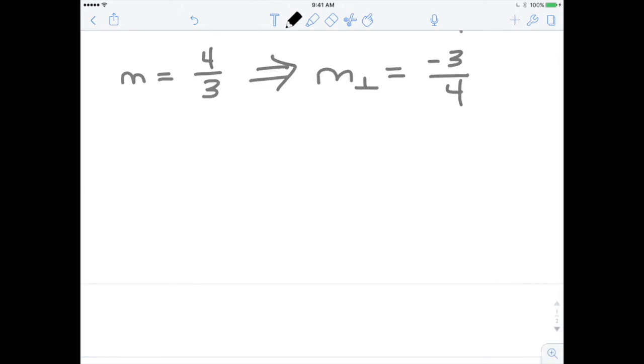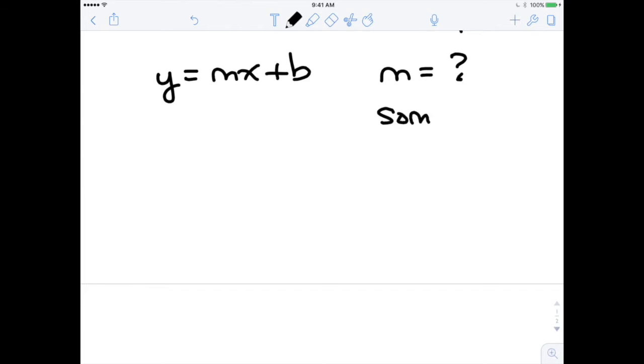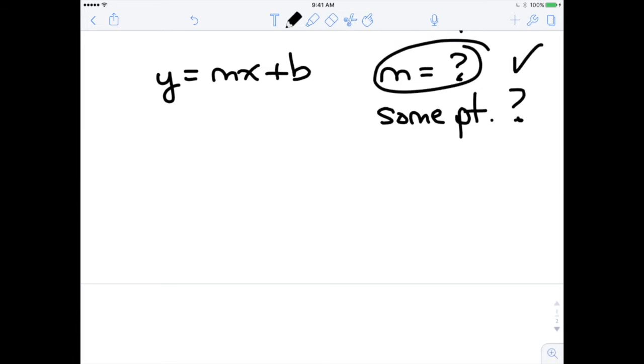-3/4. To be able to write the equation of a line in the form y equals mx plus b, we need two things. We need the slope, and we also need some point that that line passes through. Well, we already have the slope. We need to find some point that this line passes through.